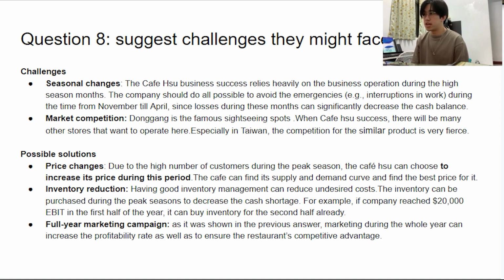Then there will be inventory reduction. The inventory can be purchased during the peak seasons to decrease the cash shortages. And next will be a full-year marketing campaign. Marketing during the whole year can increase the profitability rate as well as ensure the restaurant's competitive advantages. And that is the end of part A.